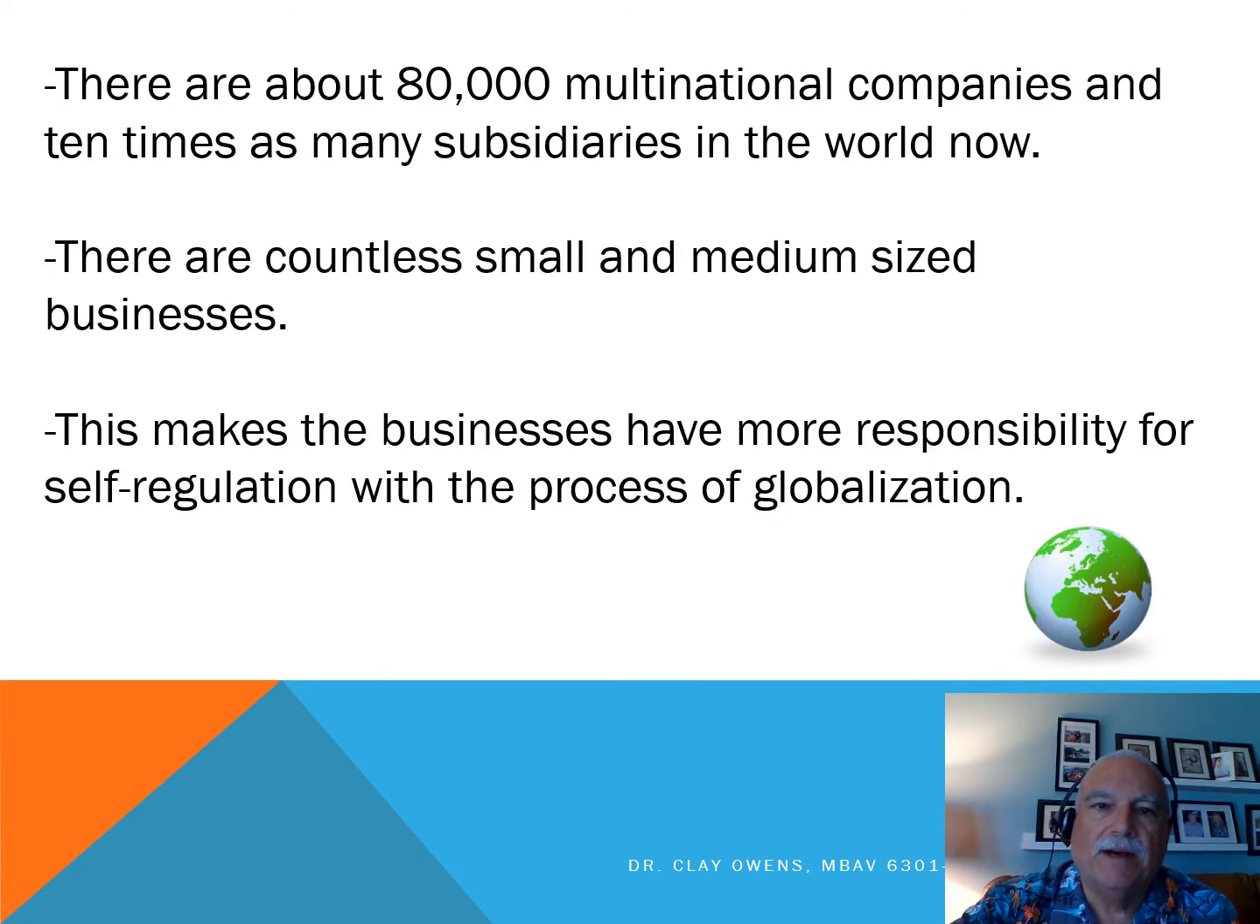At this point, there are about 80,000 multinational companies and about 10 times that many that have subsidiaries in the world now. There are countless small and medium-sized businesses, and then there are small businesses that we're all very familiar with. This makes the businesses have more responsibility for regulating themselves as they go through the process of globalization. An organization or a regulating authority cannot keep up with everything in every detail.